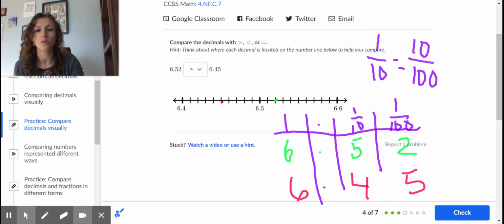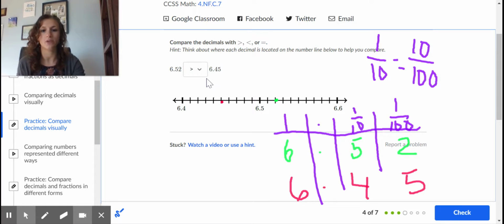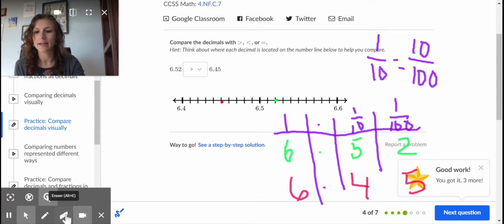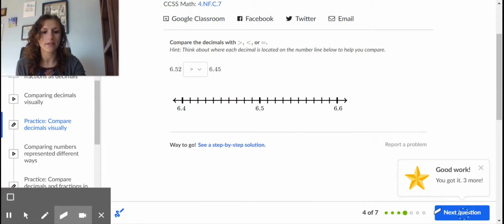So since my wholes are the same, I look at my next greatest place value, which would be my tenths. 5/10 is greater than 4/10. All right, let's check ourselves, and we got it right. All right, let's go ahead and clear our screen and try 1 or 2 more.